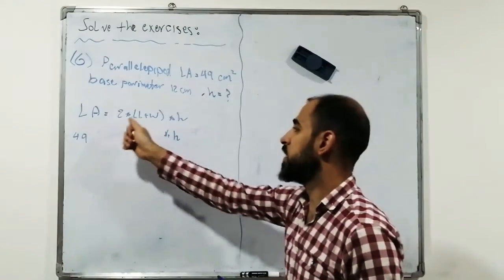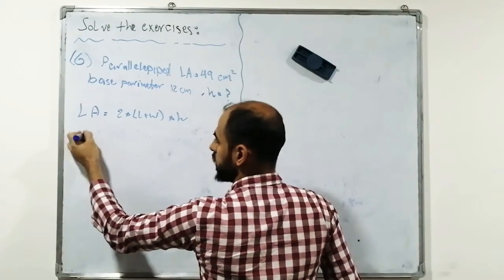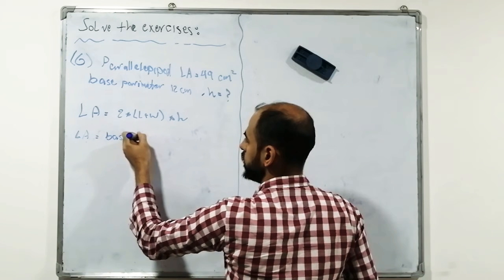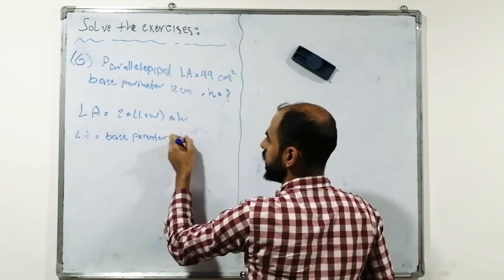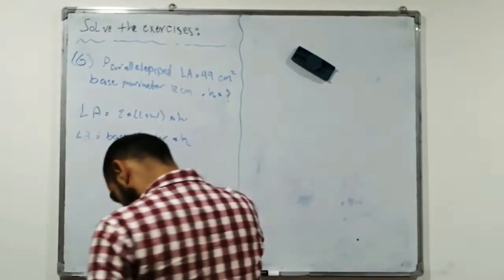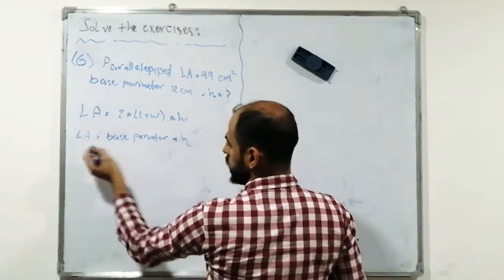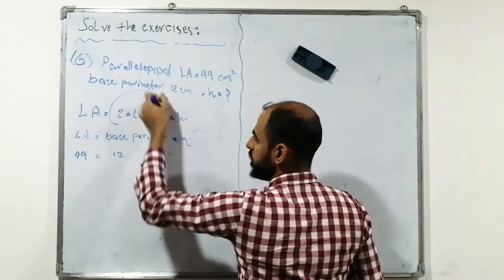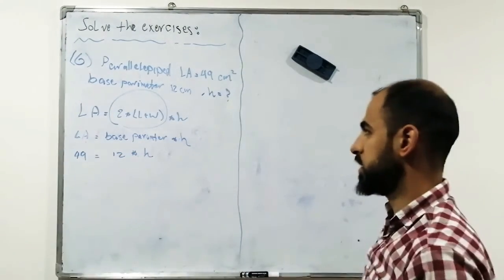And since we have the law of lateral area, we can write it this way: lateral area equals base perimeter multiplying by height, where 2 multiplying by length plus width is the base perimeter. So the lateral area is 49, the base perimeter is 12, which is all this value 2 multiplying by length plus width, multiplying by the height.